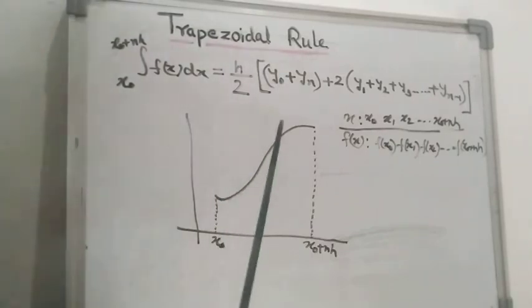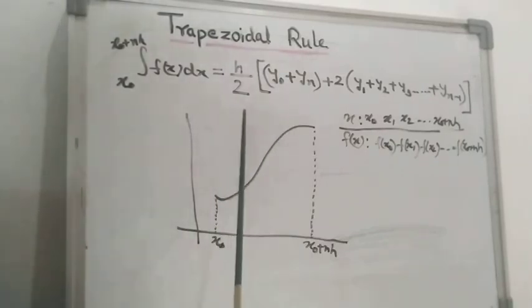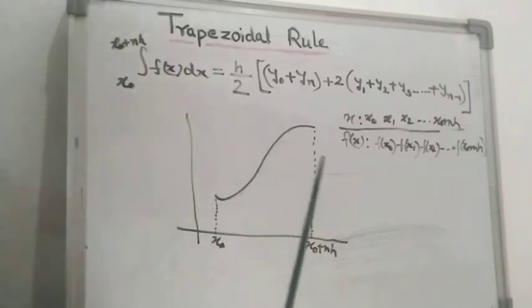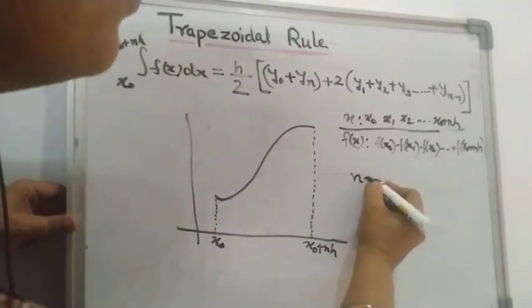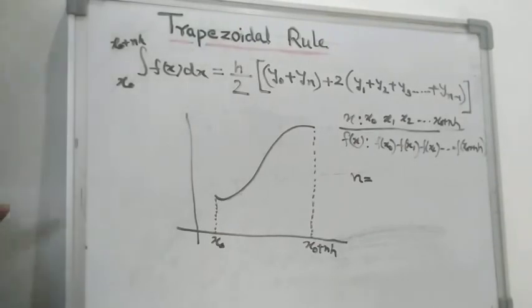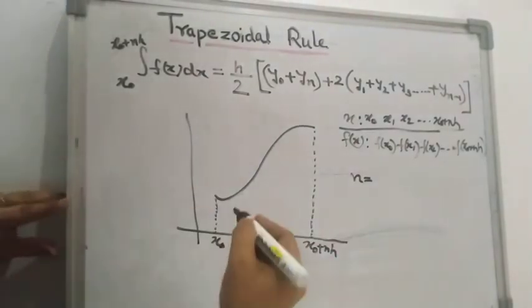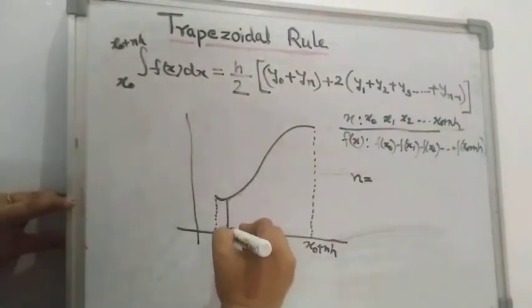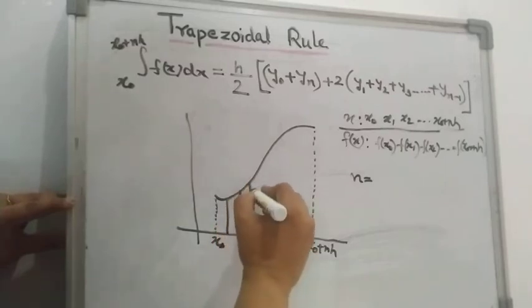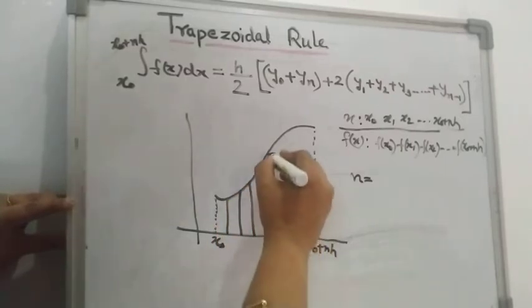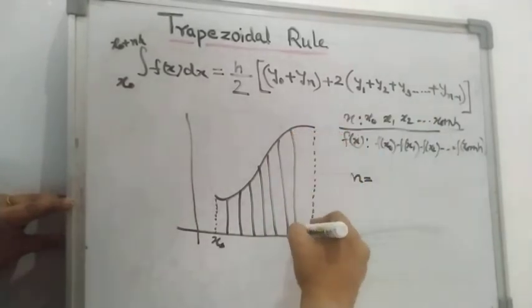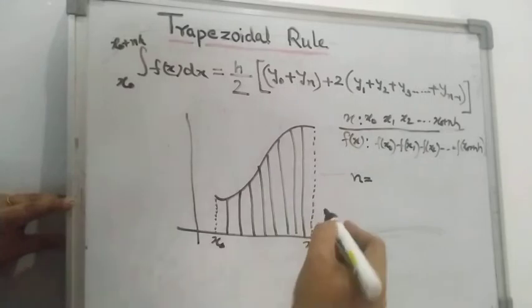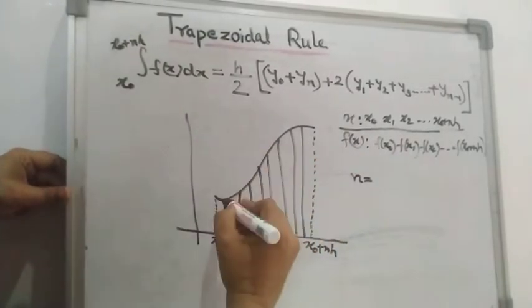There are other formulas also, but here we use the trapezoidal rule, which we can apply for any n, that means the number of parts in which the interval is divided should be a multiple of 1. That means we divide the whole range into n equal parts, because from the table we get that only. Now how to find the area?